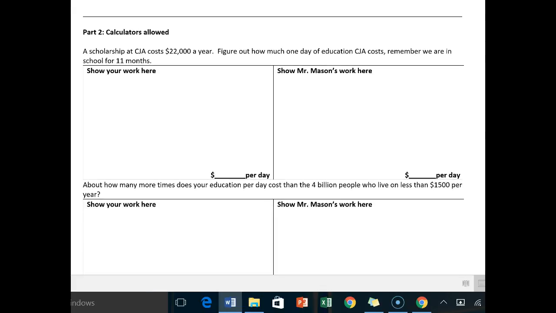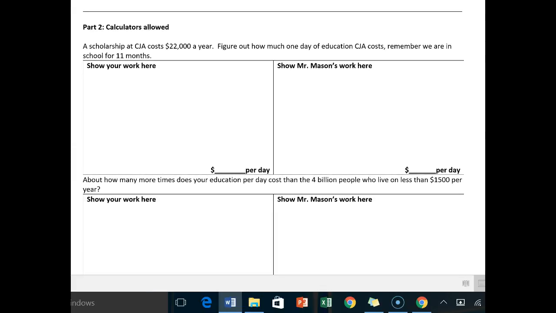Part 2, calculators are allowed. We did a calculator orientation at the beginning of class. So a scholarship at CJA costs about $22,000 a year. Figure out how much one day of education at CJA costs. Remember, we're in school for 11 months. So let's do per month.